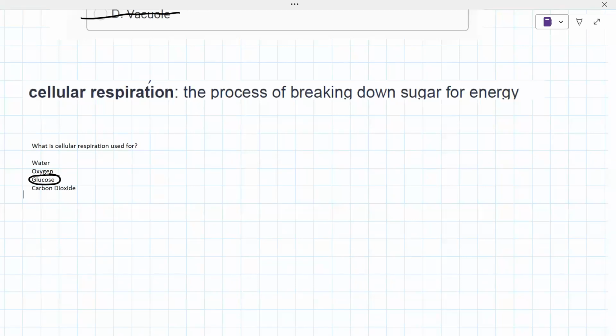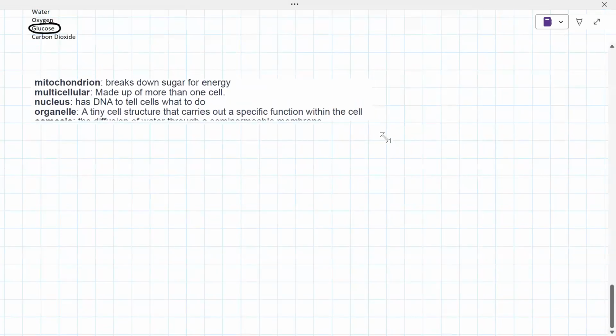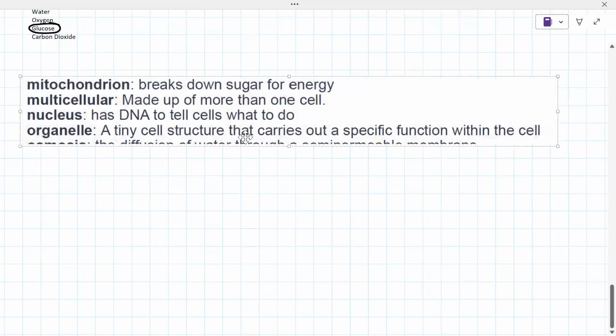Okay. The next thing that I'm kind of seeing here is, well, actually there's some more stuff. Your teacher did this in alphabetical order rather than in content order. So we do have a few more things to talk about in cells. Okay. The mitochondrion. What do the mitochondria do? Breaks down sugar for energy.